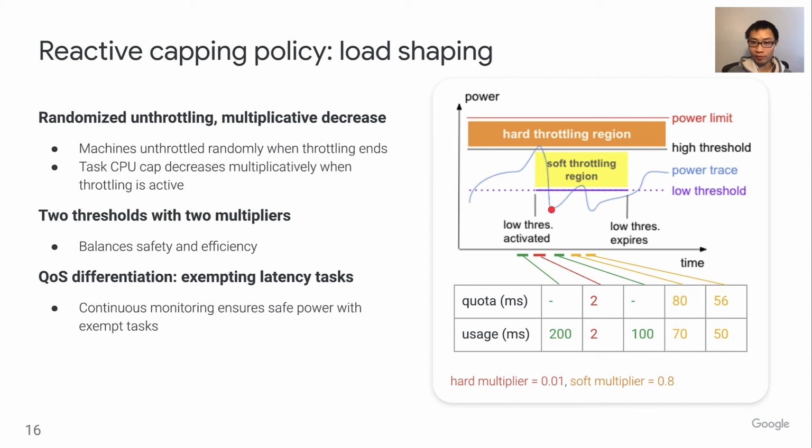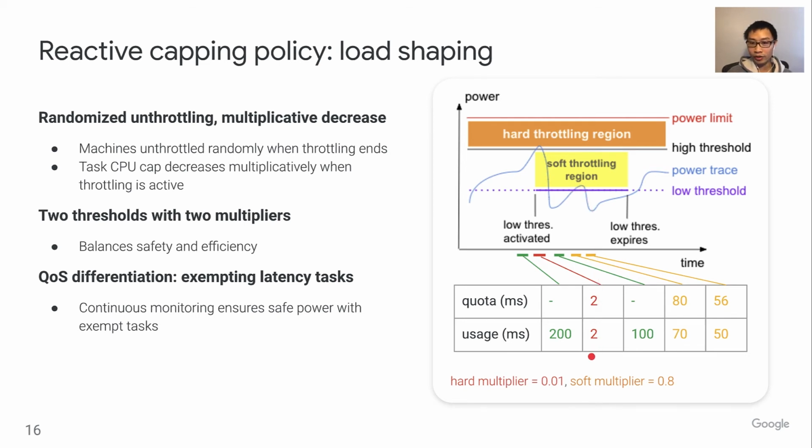Suppose it reduces below the low threshold, then we start to unthrottle. We do that by unthrottling machines randomly over time, so power can gradually go back up. Then power goes back up and hits the low threshold.